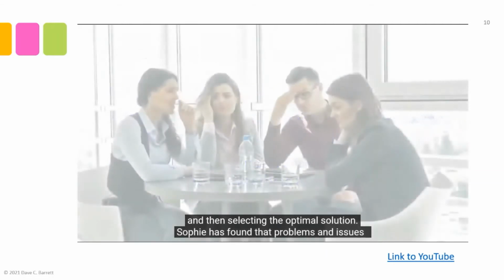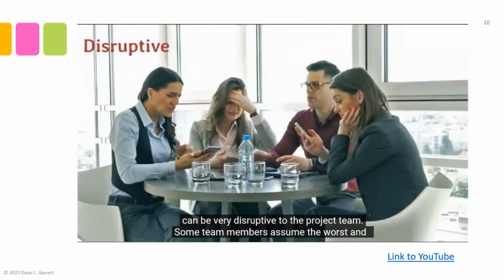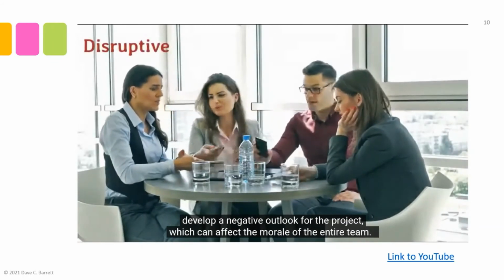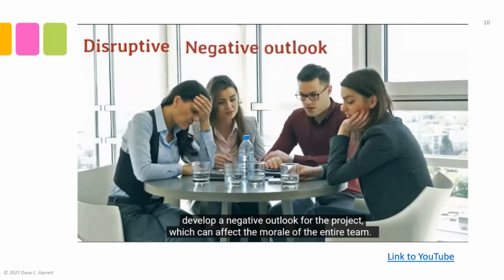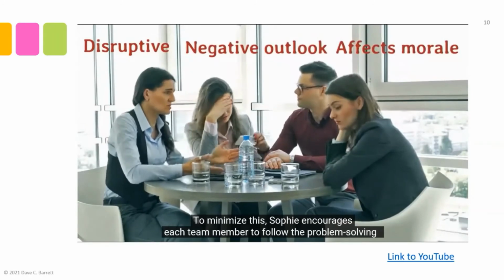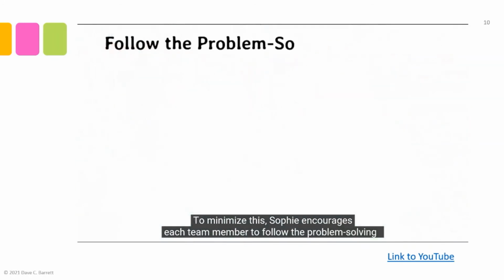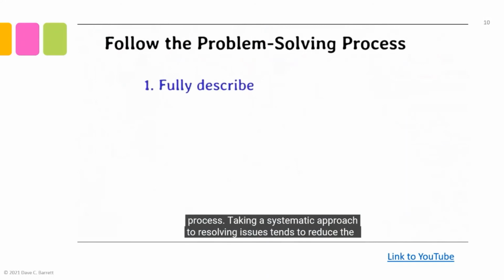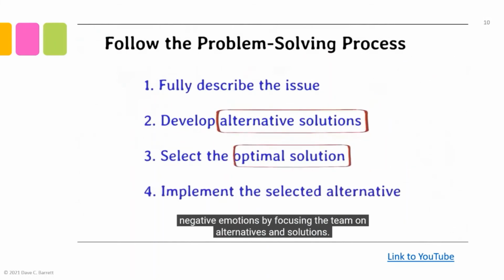Sophie has found that problems and issues can be very disruptive to the project team. Some team members assume the worst and develop a negative outlook for the project, which can affect the morale of the entire team. To minimize this, Sophie encourages each team member to follow the problem-solving process. Taking a systematic approach to resolving issues tends to reduce the negative emotions by focusing the team on alternatives and solutions.